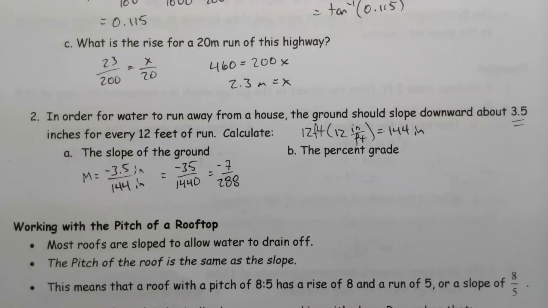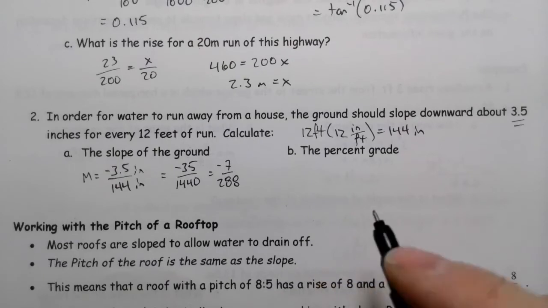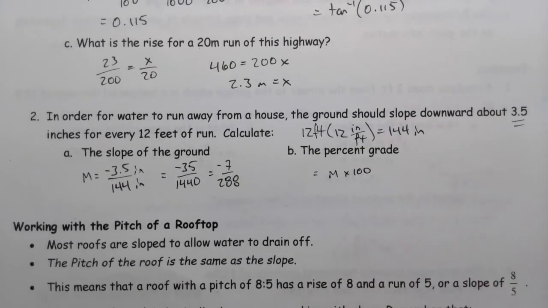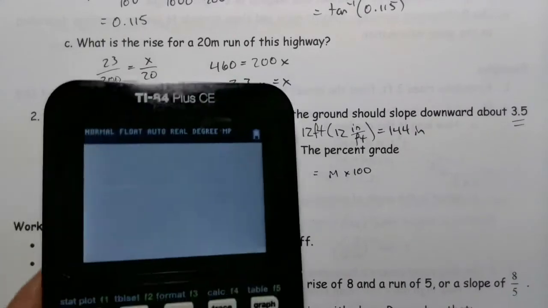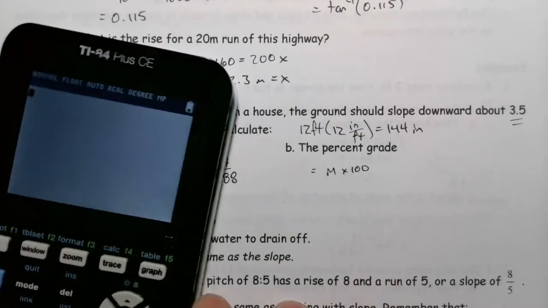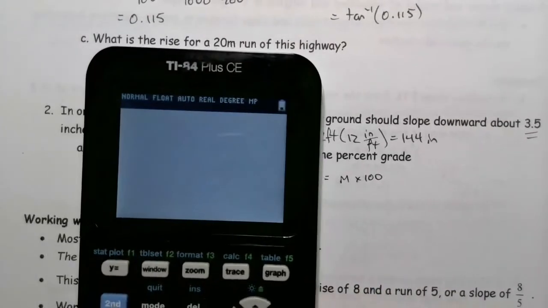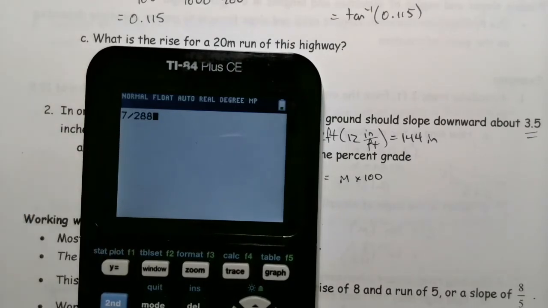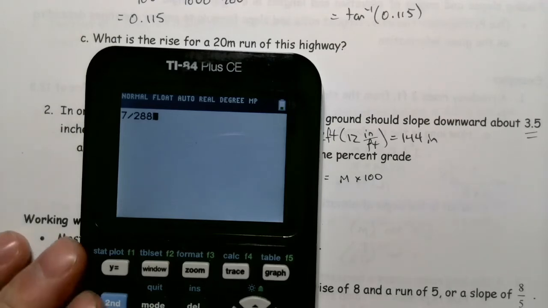So that's pretty small. If I want to get this into a percent grade, remember that what I do here, this is going to equal the slope multiplied by 100. Okay, so now what I'm going to do here is I'm going to take that 7 over 288. And notice in this case here, I don't even really care so much about the negative. The negative was just giving me a direction that it was going. And again, like I said, if you simply switch your perspective on that, you can see it as going up as opposed to going down.